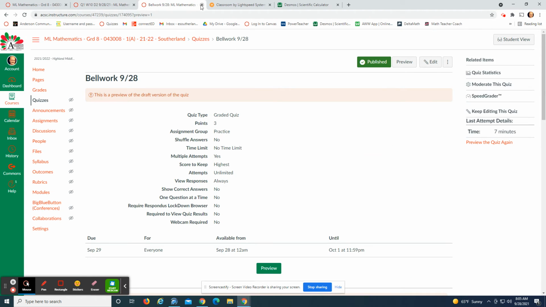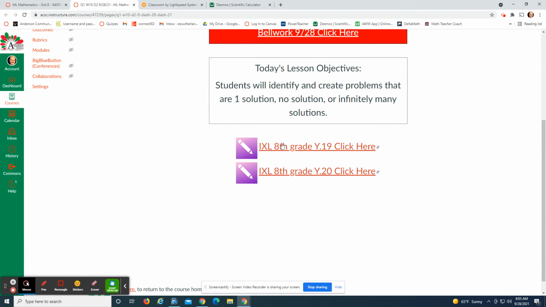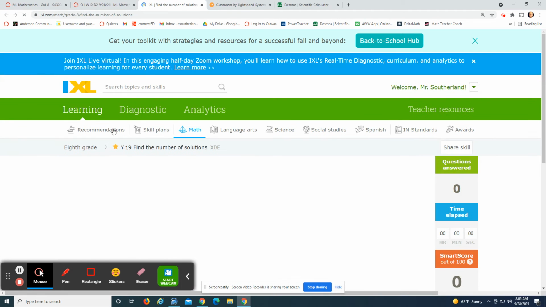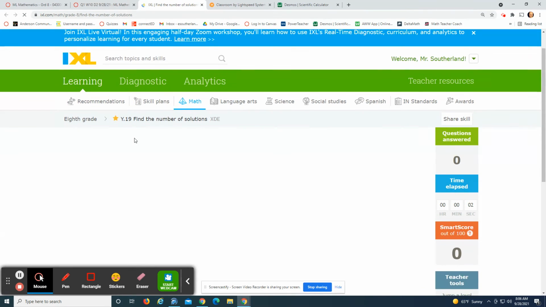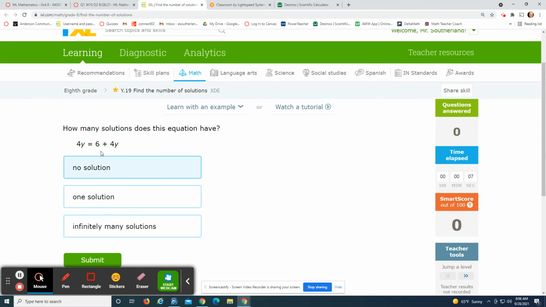When you're done with the bell work questions, you're going to go down here to where it says IXL 8th grade Y19. You'll click on it, and it's really just going to be a multiple choice type thing. You're going to look at the questions, and it gives you how many solutions. It wants to know, is it no solutions, one solution, infinitely many solutions? They have the same variable, but they have a different constant. So this means that this is no solutions.